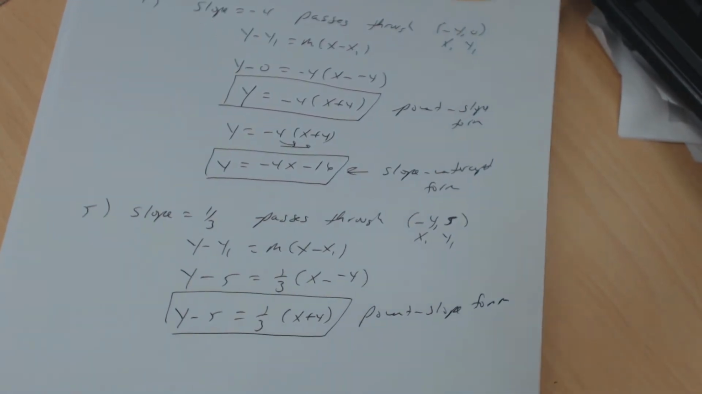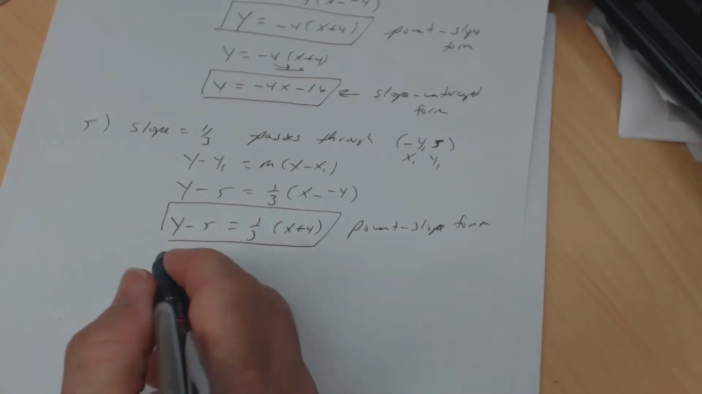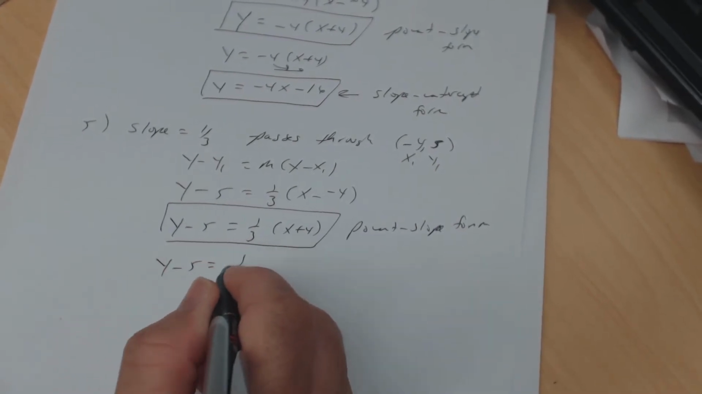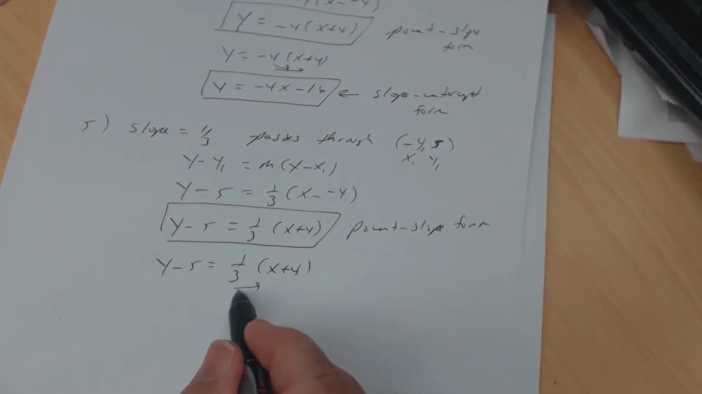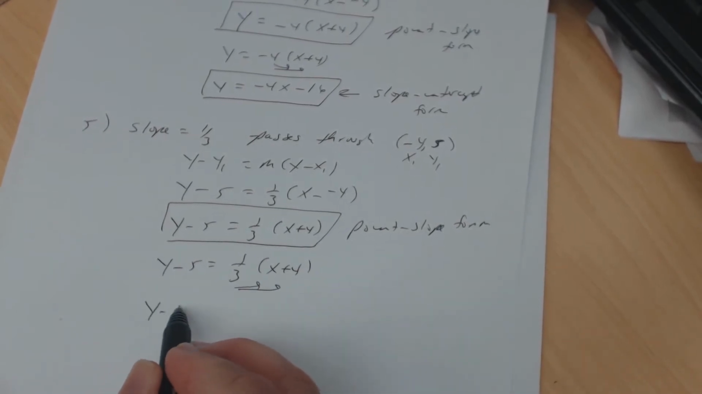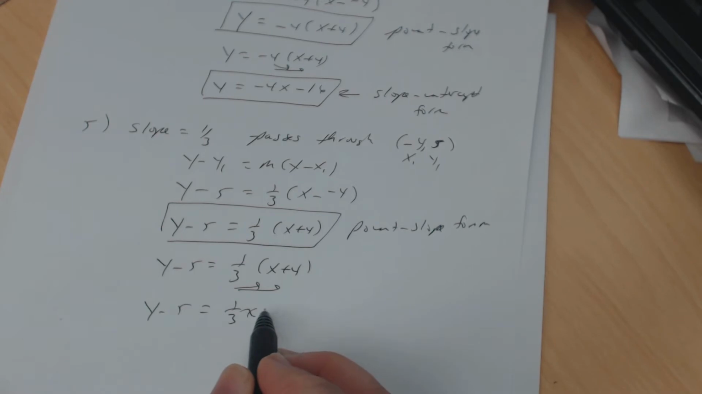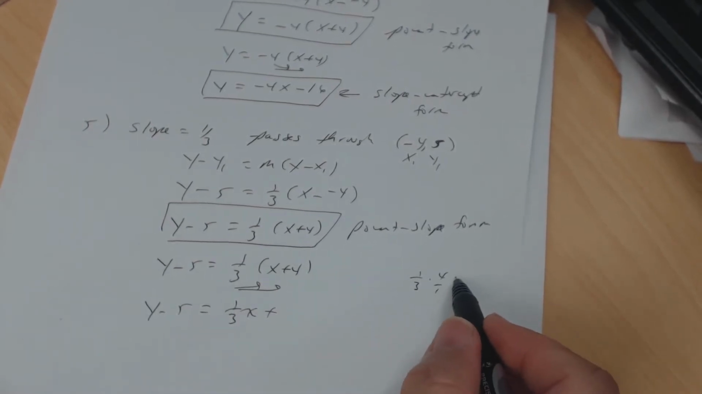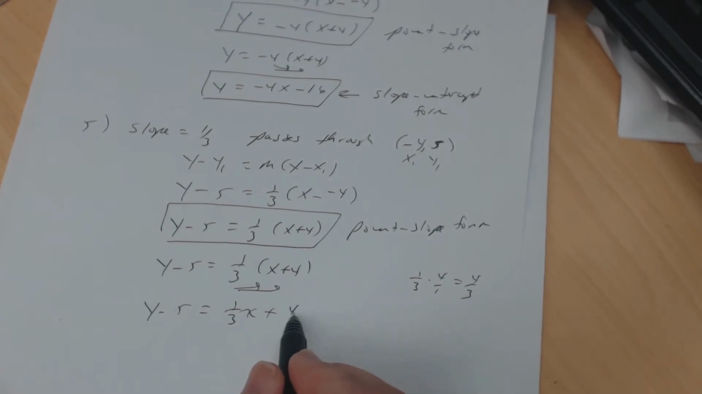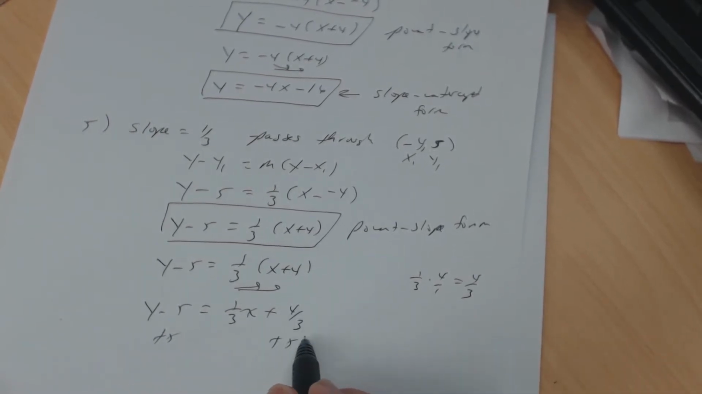Okay, now you got to get it into slope-intercept form. So I'm going to go ahead and rewrite this. And now to get it in slope-intercept form, you're going to distribute first. So you get y minus 5 equals 1/3 x plus, now remember 1/3 times 4 over 1 is 4/3. So that's what this is, plus 4/3. All right, now you can add 5 to both sides, combine like terms. This is 0, so y equals.